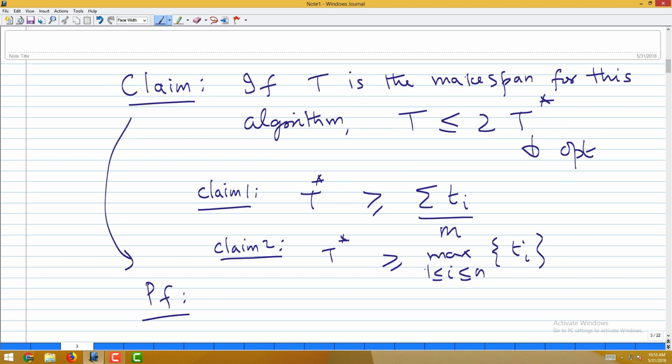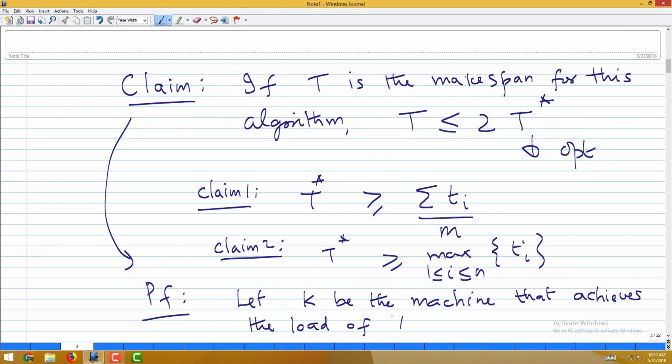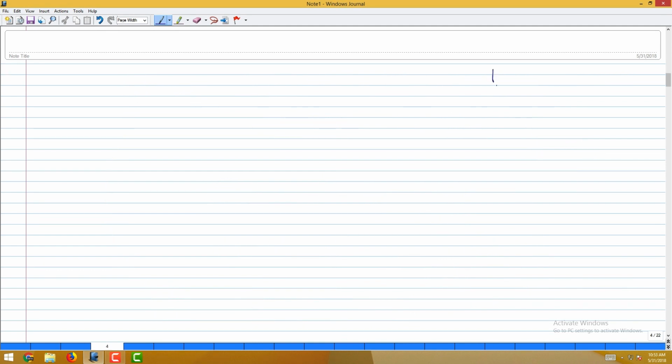Right. These two claims are pretty easy to see. Let K be the machine that achieves the load of T. I assume that my algorithm, this greedy algorithm, has some makespan of T. So now I ask which machine has that load K. I have made my assignment to these m machines, and here is the machine K, which overall takes a load of T.